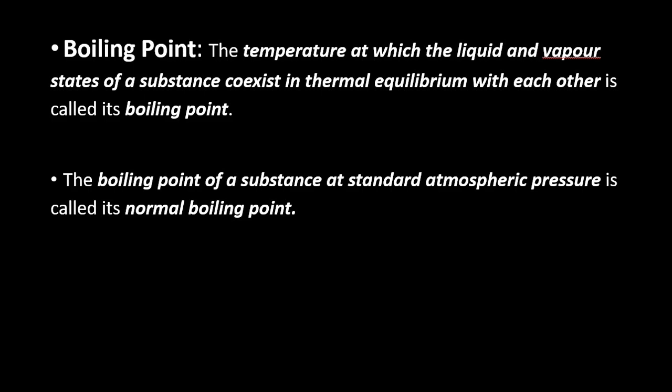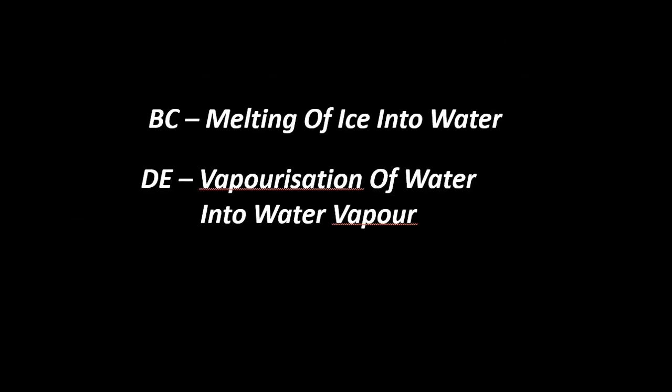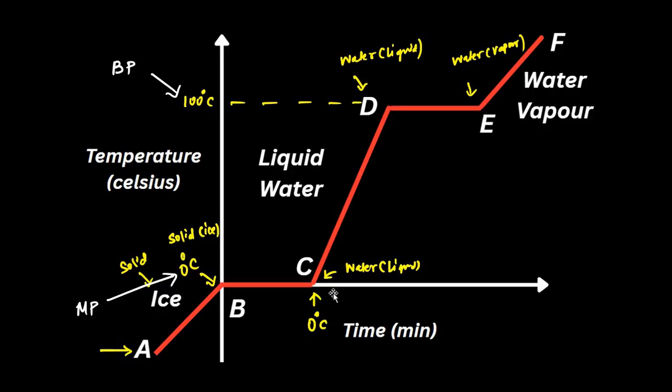So here, BC is the melting of ice into water at constant temperature. DE is the vaporization of water into vapor at constant temperature. And here it is totally in ice state from A to B. Then from C to D it is liquid water, and from E to F it is entirely water vapor.